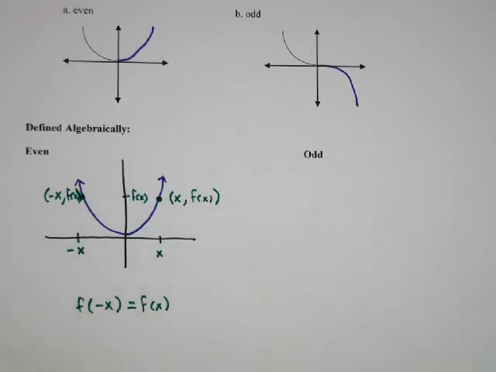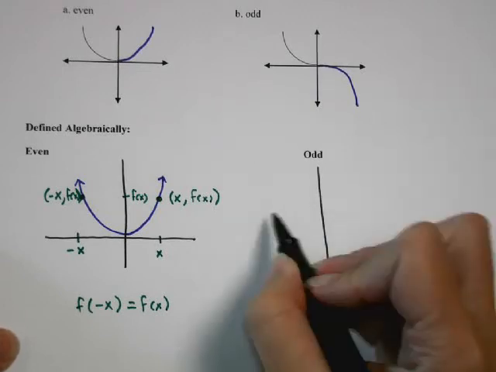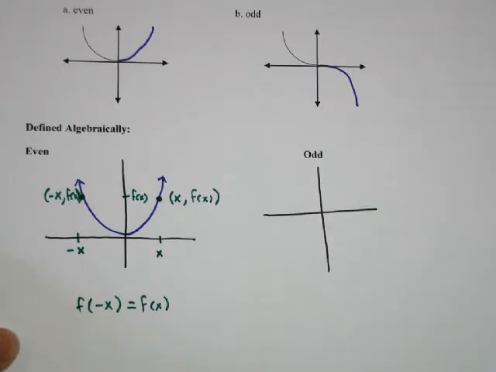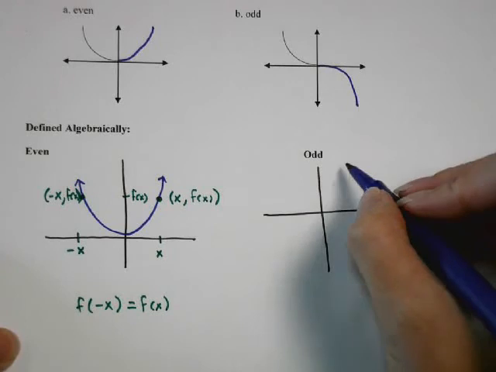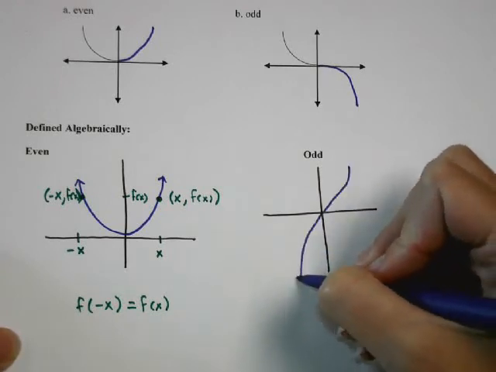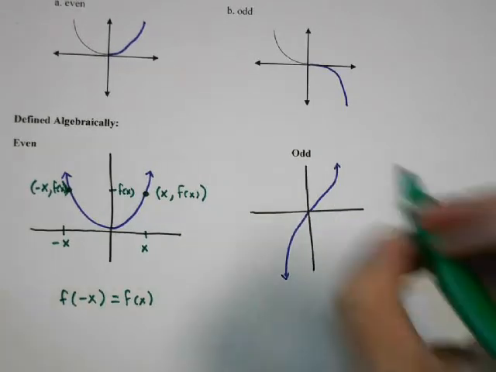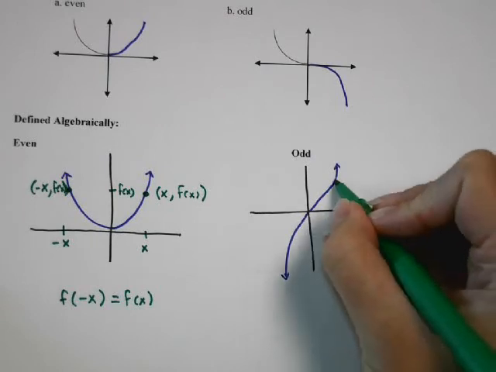Versus an odd function, which would be symmetric to the origin. Okay, I'll pretend that's symmetric. So I'm still going to use that same x, f of x.